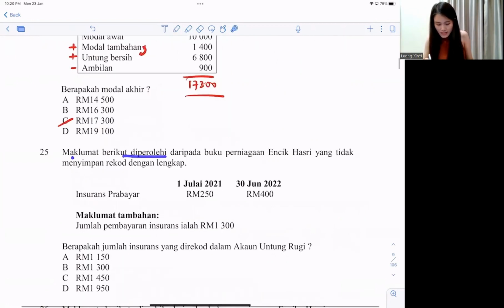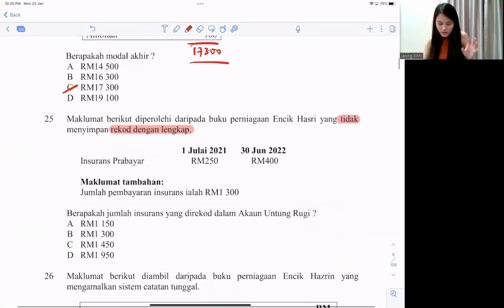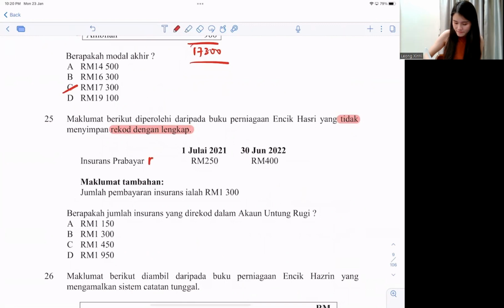So question 25. Maklumat berikut diperolehi daripada buku perniagaan Encik Hasri yang tidak menyimpan rekod dengan lengkap. So it's a record tak lengkap, tidak menyimpan rekod dengan lengkap. So insurance prabayar, AS. Okay, but doesn't matter, guys. Actually, A or L, it's okay, right? I just want to say that prabayar is a terlebih.